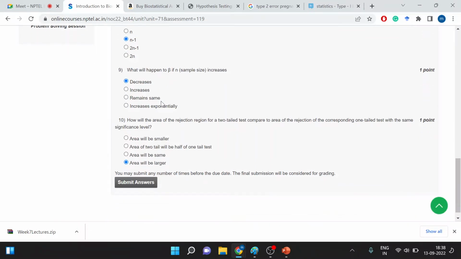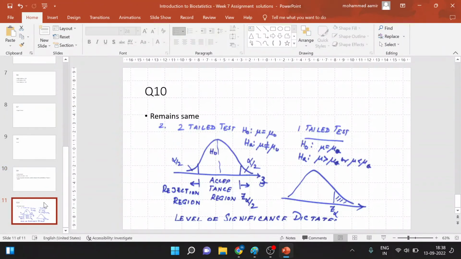And the last question is, how will the area of rejection region for a two-tail test compare to that of a one-tail test with the same significance level? What do you think the answer is? Anyone? Remain the same. Yes, it will remain the same. So I think I've just borrowed it from your notes.